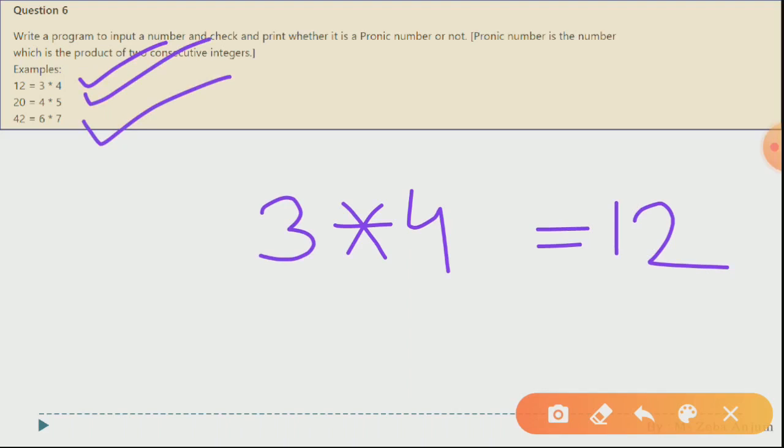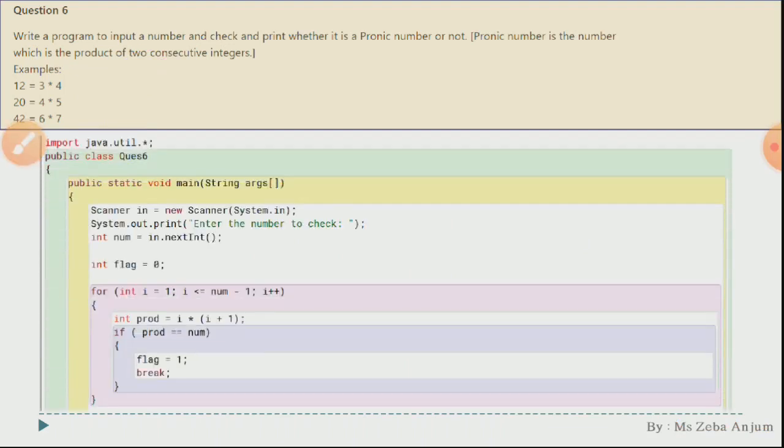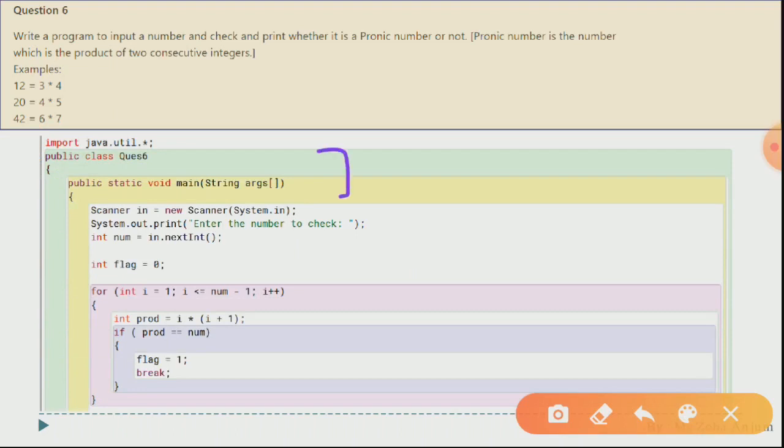ओके, सो यू हैव टू इनपुट अ नंबर एंड यू हैव टू चेक कि आपका वो जो नंबर है क्या किसी कॉन्जिक्यूटिव इंटीजर का प्रोडक्ट है या फिर नहीं है. ओके, सो फॉर दिस काइंड ऑफ थिंग वी आर गोइंग टू राइट डाउन अवर कोड. See over here, starting lines are the same.